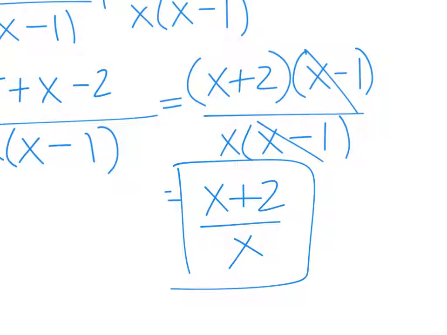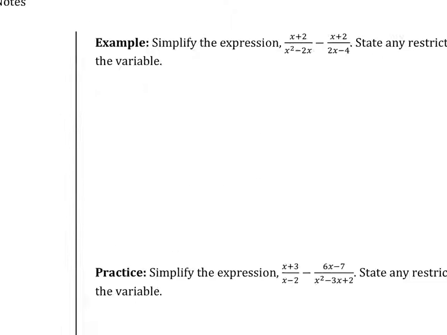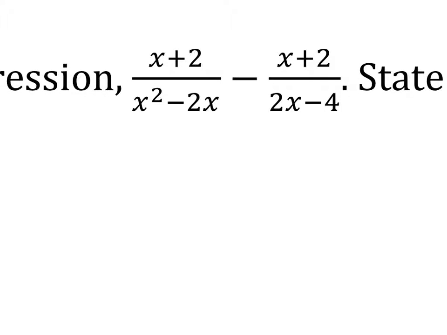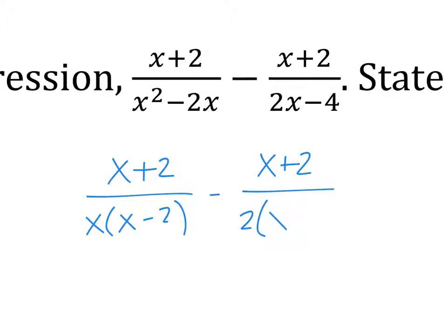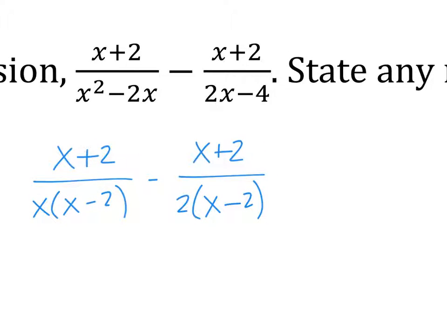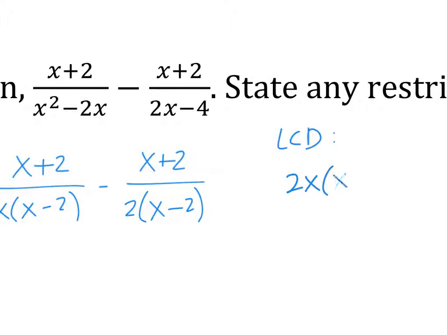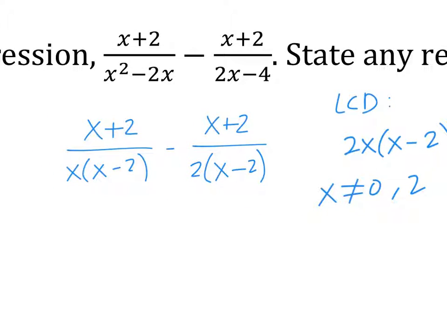Okay, let's look at another one. Let's have you try this one. So you want to factor, look at what the LCD is, and write the restriction first before you continue. Let me know when you're done. Okay, first, factor. All right, LCD. That is going to be 2x, x minus 2. So x is not equal to 0 or 2. Okay, so pretty much everybody got that part.